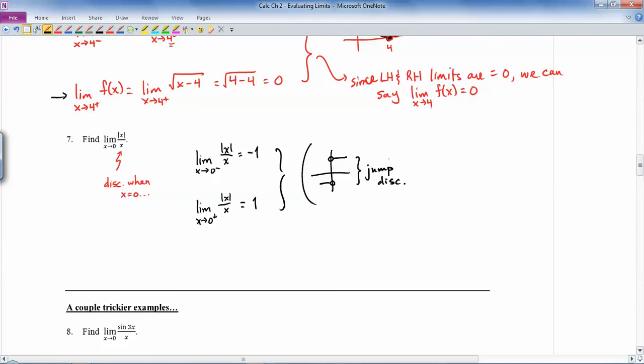But this is all just gravy. All that you really needed from this, we're trying to figure out what happens right at 0, or right around 0. Well, it does two different things there, so you would say that this limit does not exist. Okay, I'm going to stop there and make another video for the trickier examples.